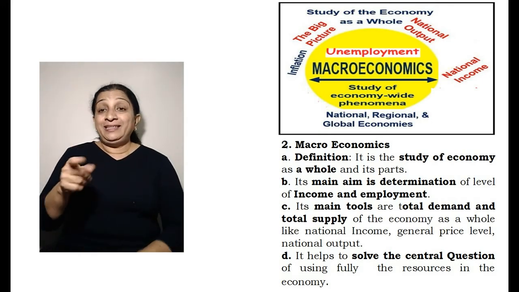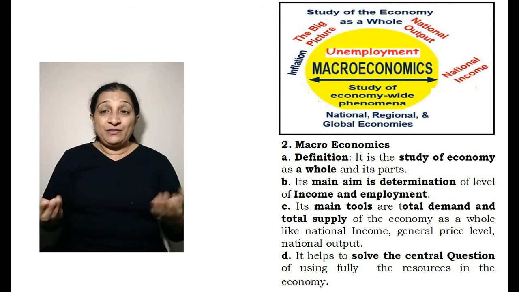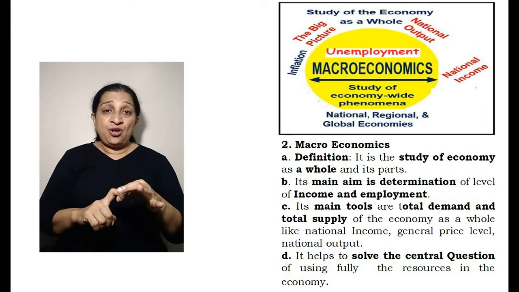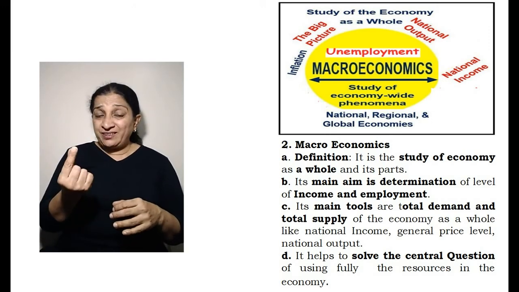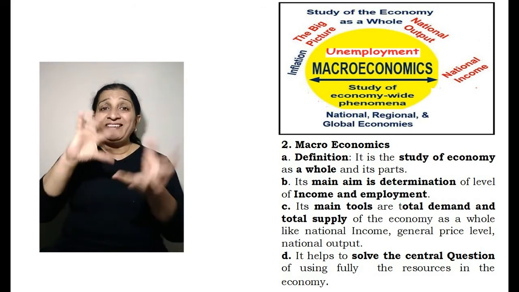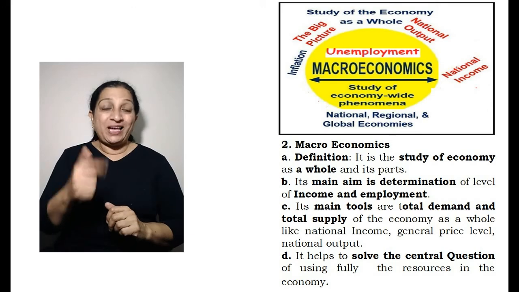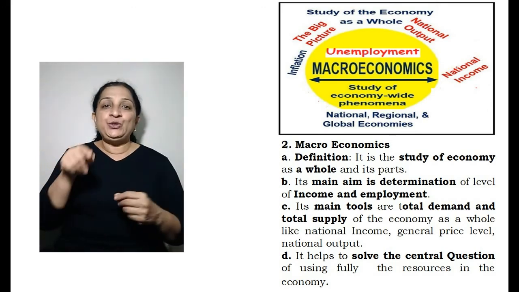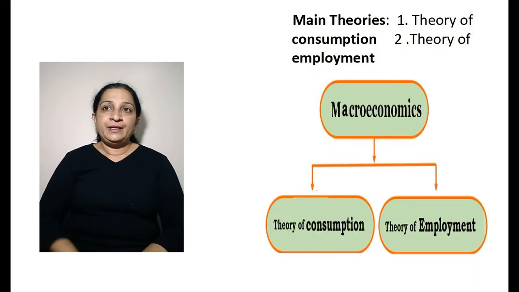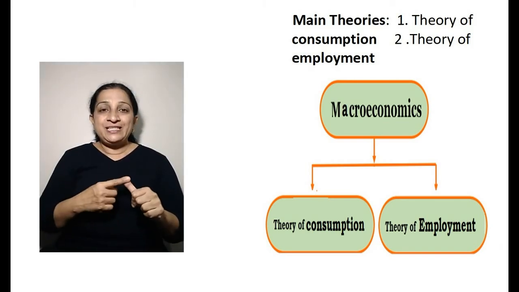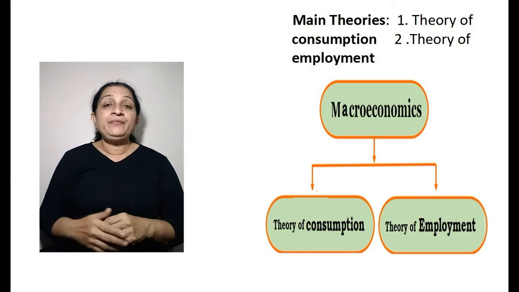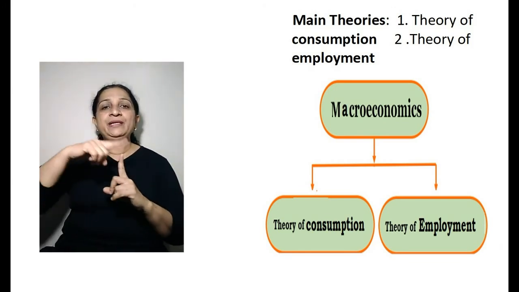Number 4, this helps to solve the important central question, that is, how to use the resources in a country. That is the important solution that it helps. The important theories are: first, consumption theory; second, employment theory.